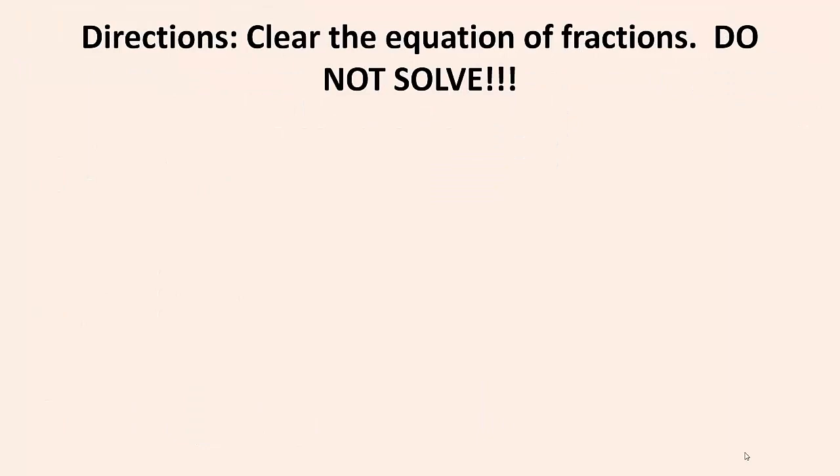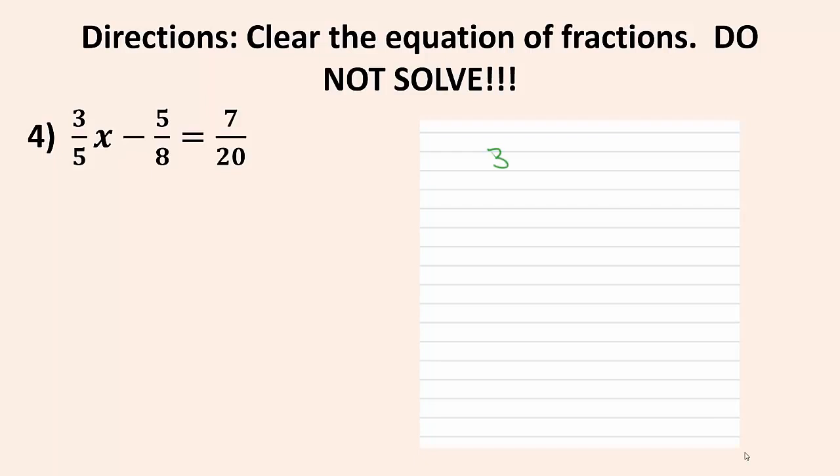Now, we want to clear the equation of fractions, but we're not quite ready to solve. So we have 3/5 x minus 5/8 equals 7 over 20. And what is our common denominator? Well, the common denominator would definitely be 40. So we're going to multiply the entire equation by 40.